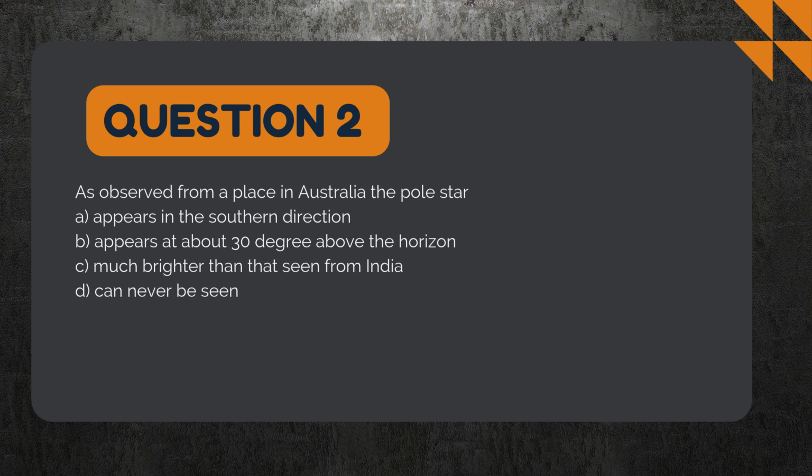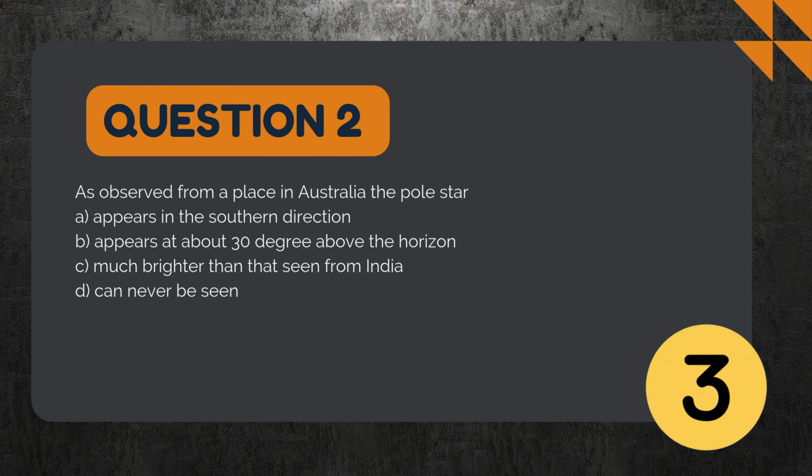Question 2. As observed from a place in Australia, the pole star, A, appears in the southern direction. B, appears at about 30 degrees above the horizon. C, much brighter than that seen from India. D, can never be seen.